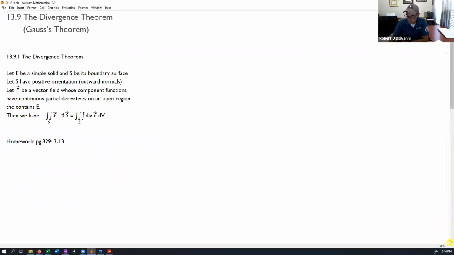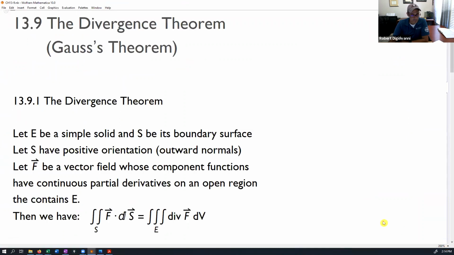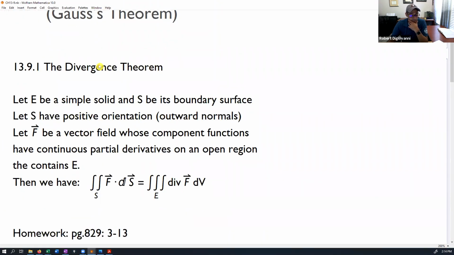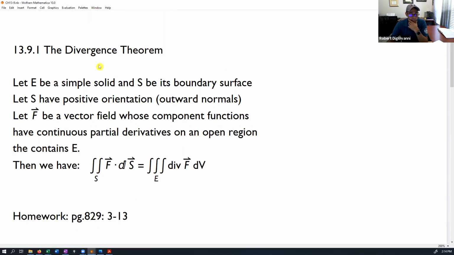This is the almighty divergence theorem, also known as Gauss's theorem. So let's just take a look at the theorem first, and then we'll try and wrap our heads around how awesome it is. Let E be a simple solid and S be the boundary surface. Let S have positive orientation, in other words, the normals are pointing away. Let F be a vector field whose component functions have continuous partial derivatives on an open region. That just means we can look at the vector field, we can take partial derivatives. Then we have this.